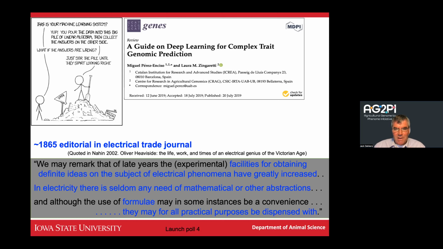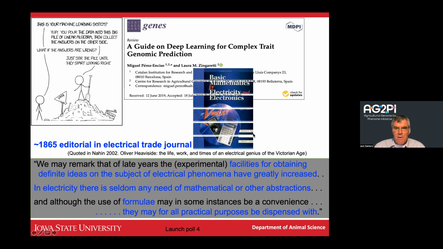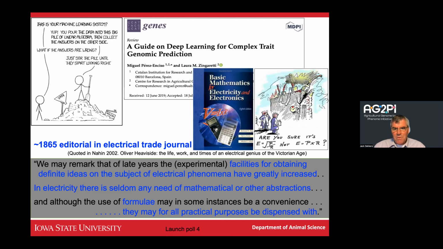Now, I think if you talk to an electrical engineer nowadays, they would strongly disagree with that. There's lots of information on the basics of mathematics for electricity and electronics, and if you don't use the right formula, things can go very bad. So just putting that in context to what we're talking about here, using machine learning and deep learning, mining the data for genomic prediction, versus using quantitative, let alone biological, models.